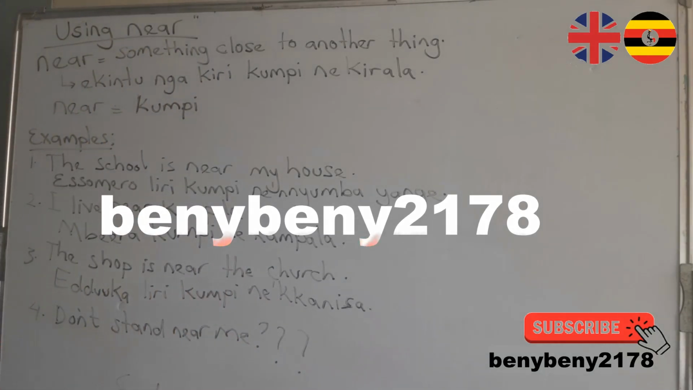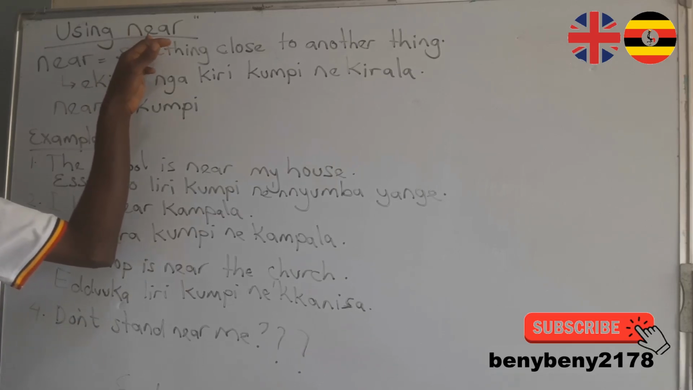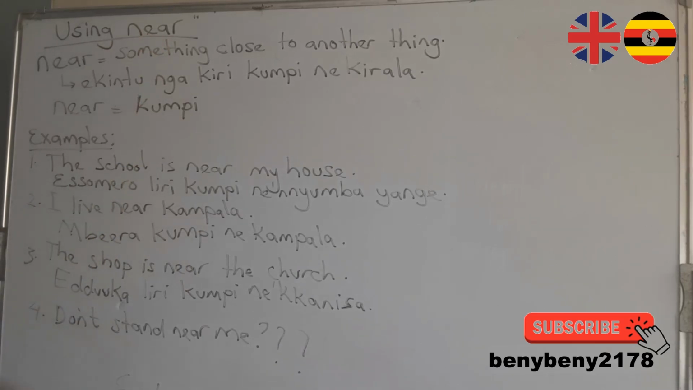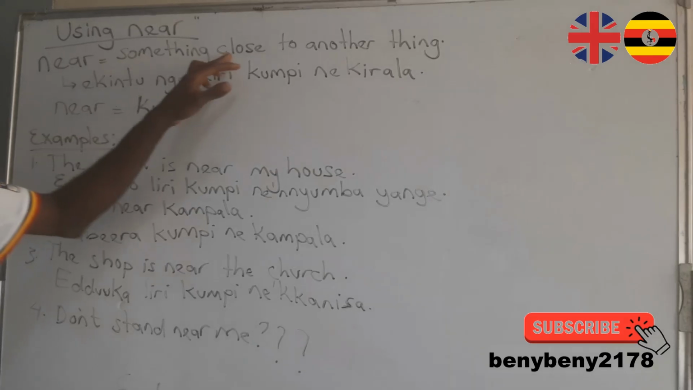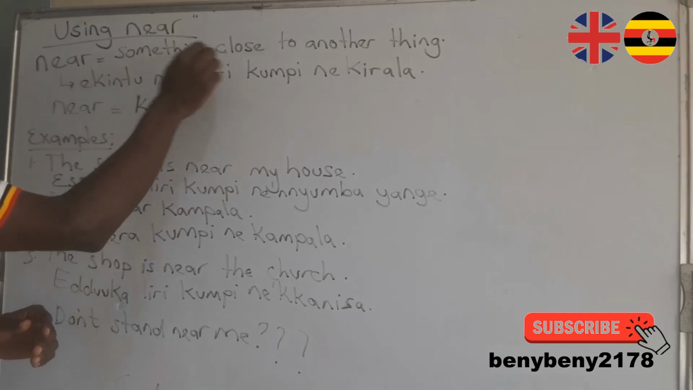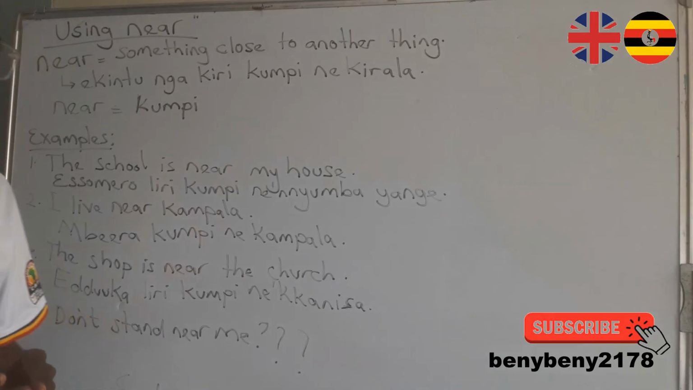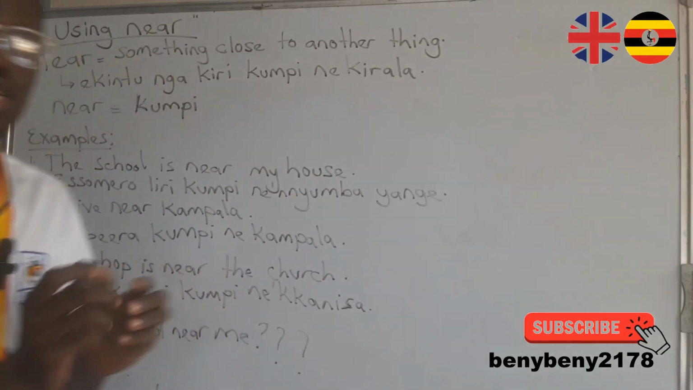Okay, today we are going to look at an important word, near. Can you repeat that? Near. So today we are going to look at using near. And what does near mean in English and Luganda? In English, near means something close to another thing. One more time, something close to another thing. So you have to have two items being close to each other.